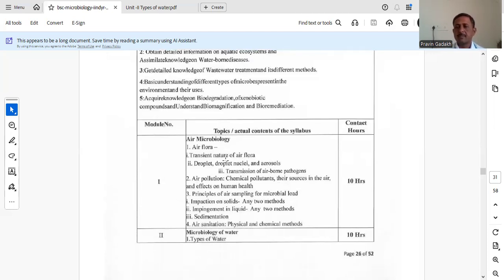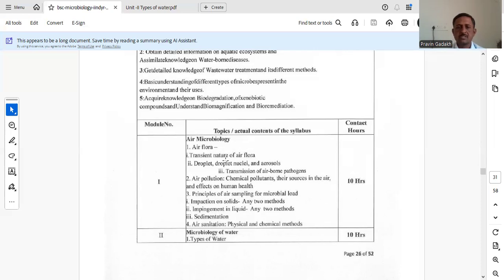air microbiology, in which we have to discuss what is meant by air flora, what is the definition of air microflora, and which components of air you can normally consider in the microbiological aspect. Apart from that, we have to discuss the transient nature of air flora. These are the temporary flora which affect the microflora.